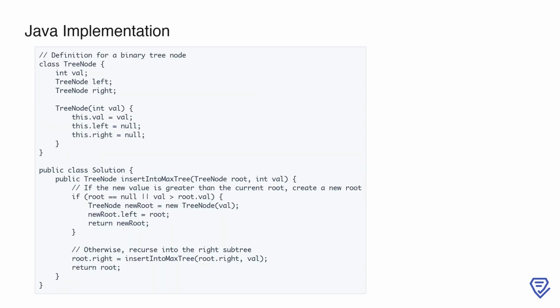This is the Java implementation of LeetCode problem number 998, Maximum Binary Tree 2. The logic mirrors the Python implementation provided, with key differences such as explicit type declarations, Java's class structure, and the absence of default parameters in constructors. The insertIntoMaxTree method recursively inserts a value into the maximum binary tree, maintaining its properties. If the new value is greater than the root, it becomes the new root, with the previous tree as its left child. Otherwise, the method traverses the right subtree.